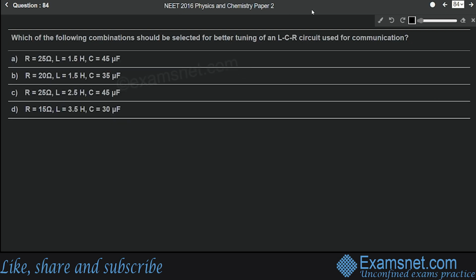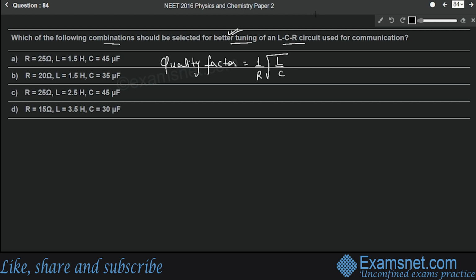Question number 84 is from the chapter Alternating Current, and the question is, which of the following combinations should be selected for better tuning of an LCR circuit used for communication? So for better tuning, the quality factor must be high. What is the formula of quality factor? It is equal to 1/R under root L/C. So we have to check in the given options which one has the maximum quality factor.